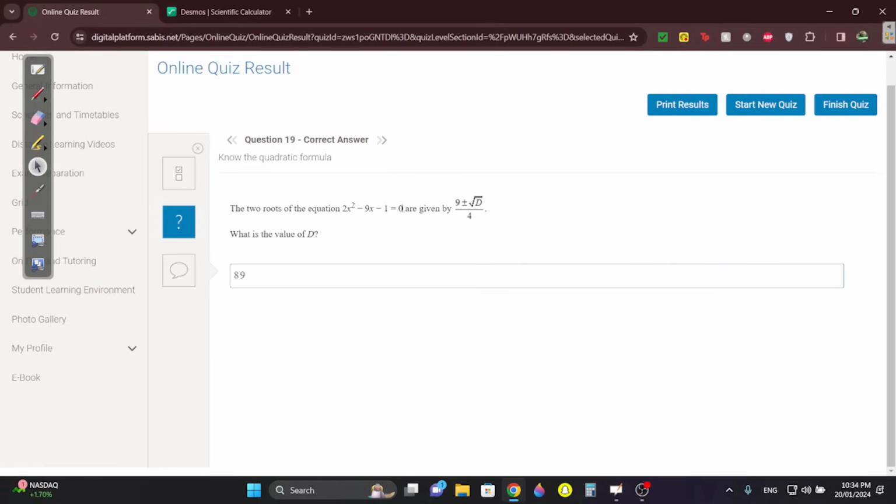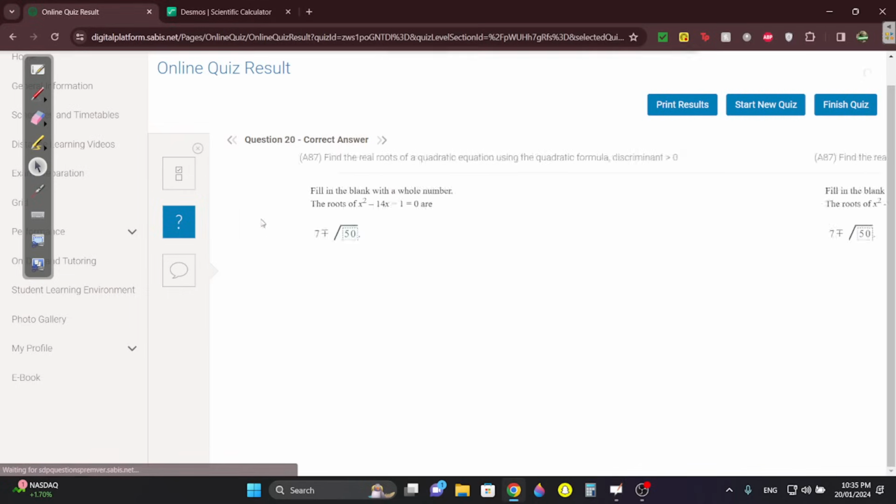Question 19. Okay, the two roots are given. Here they want the discriminant. Okay, 9 plus minus radical d over 4. They want the discriminant, so we want to do b squared minus 4ac. Okay, b squared is going to be 9 squared minus 4 times a, which is 2, times negative 1. You get 81 plus 4 times 2, negative 4 times 2 is negative 8, times negative 1 is 8. You get 89.